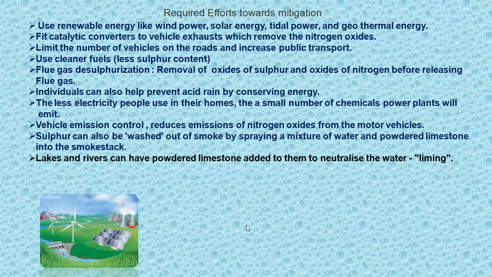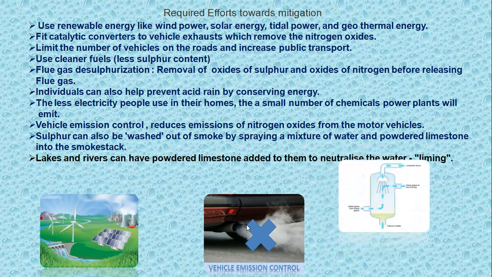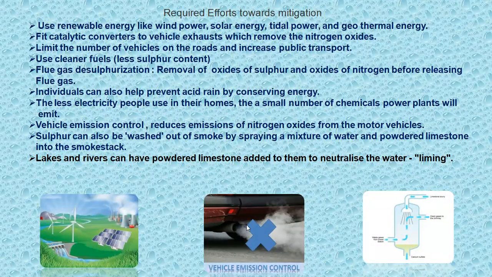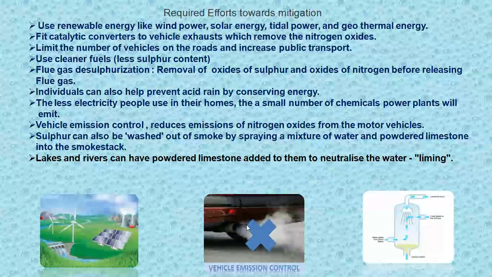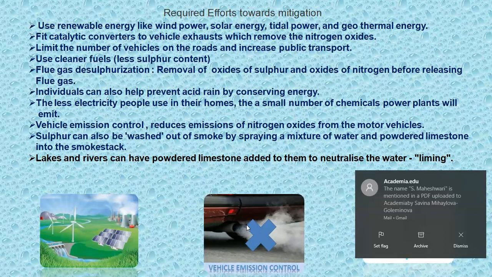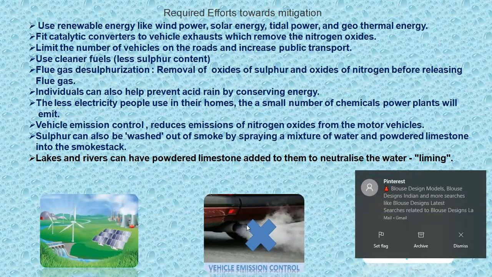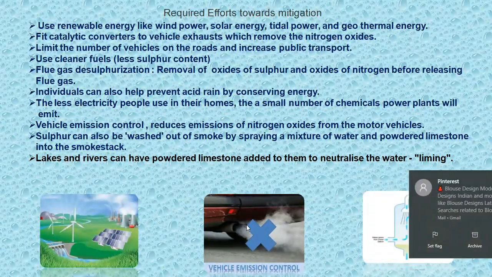Now comes the most crucial question, and that is what efforts we can make towards mitigation. We should use renewable energy like wind power, solar energy, tidal power, and geothermal energy. Fit catalytic converters to vehicle exhaust, which remove the nitrogen oxides, limit the number of vehicles on the road, and increase public transport. Use cleaner fuels, even better, fuels which have less sulfur content. Flue gas desulfurization is one of the processes towards mitigation, which means removal of oxides of sulfur and oxides of nitrogen before releasing flue gas into the atmosphere.